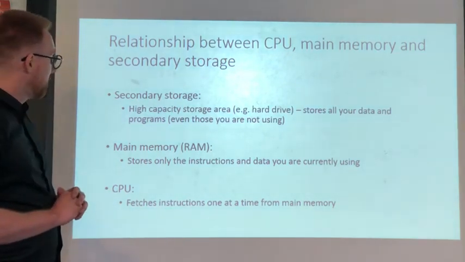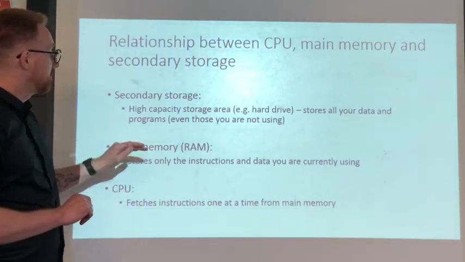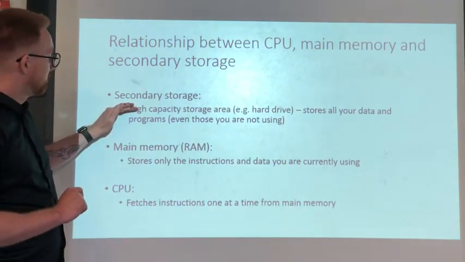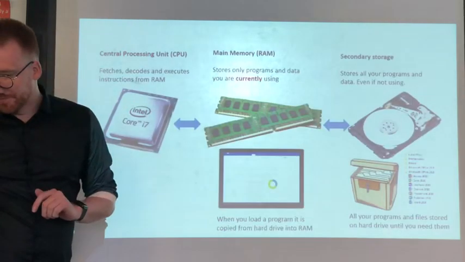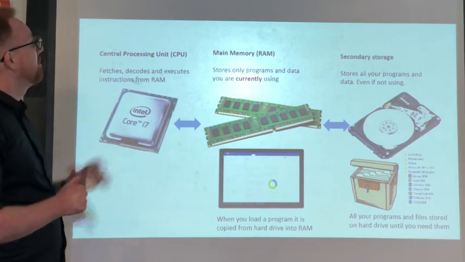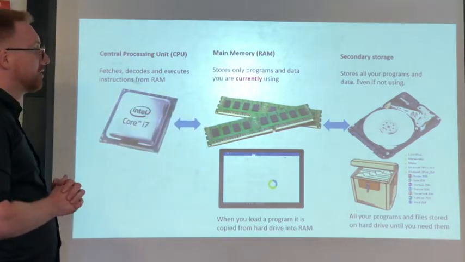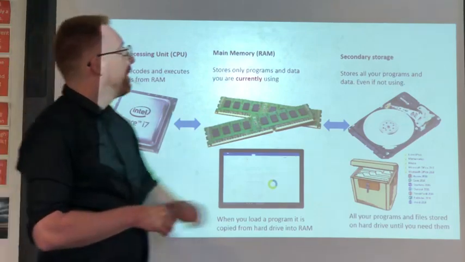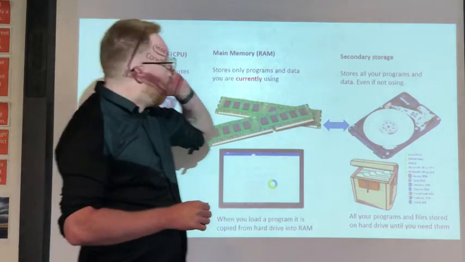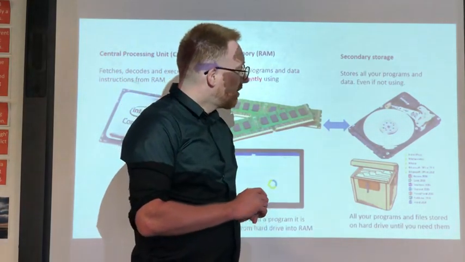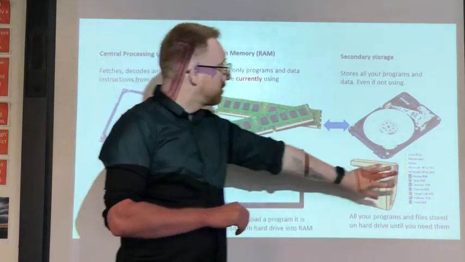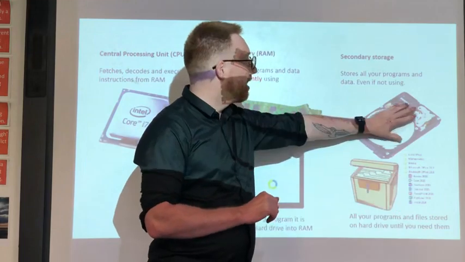And then we've got the CPU, which fetches the instructions from main memory, which you've loaded in normally from secondary storage. This is another nice way that we could visualize the relationship between the CPU, main memory, and secondary storage. So here we've got a picture of a hard drive with the top taken off. When we go down to the Start menu, and the Start menu on our computer lists all the programs that are available to us, those programs have been installed and saved on the hard drive.